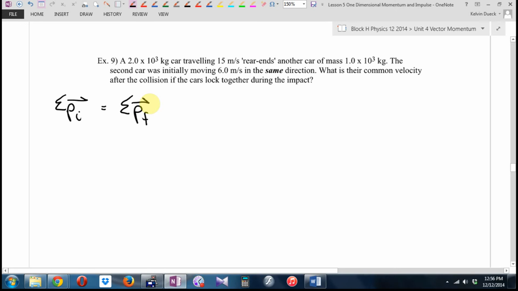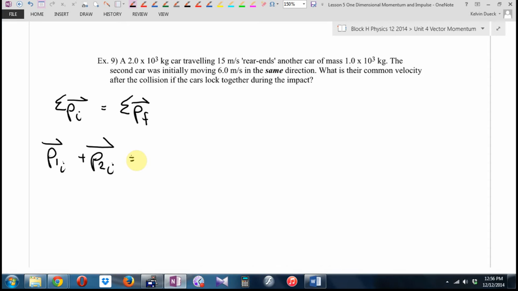So before the collision, what's moving? Car 1, car 2, or both? Both stuck together or separate? So I'm going to have momentum 1 initial, momentum 2 initial. Bam! They collide. After the collision, what's moving? Mass 1, mass 2, or both? Stuck together or separate? Stuck together.